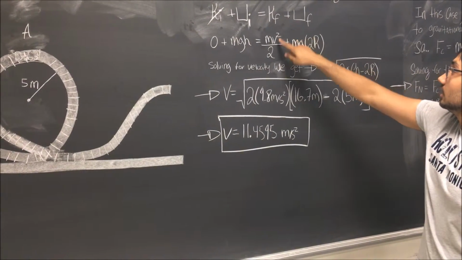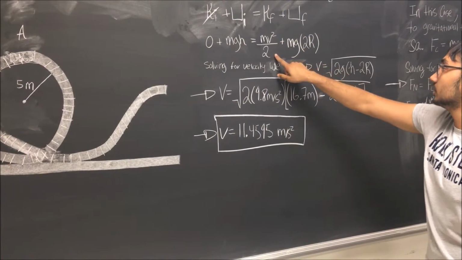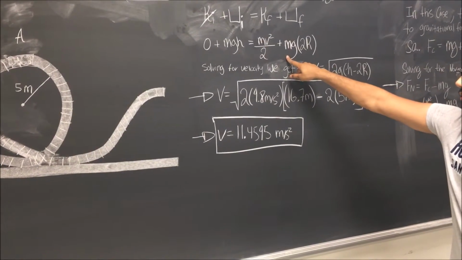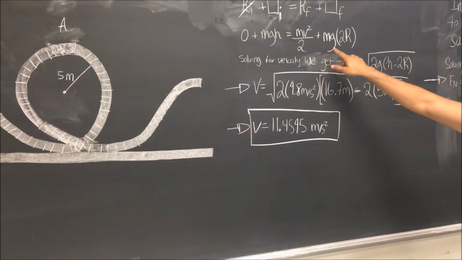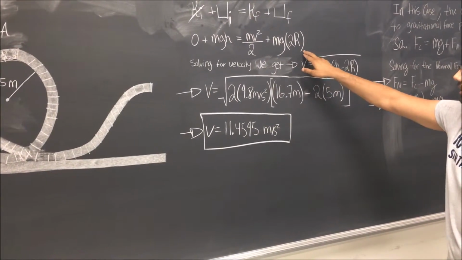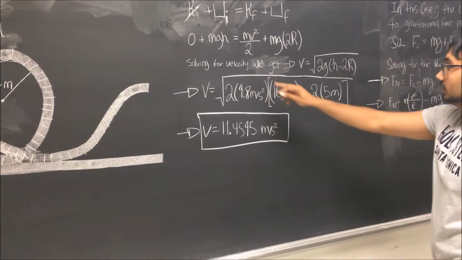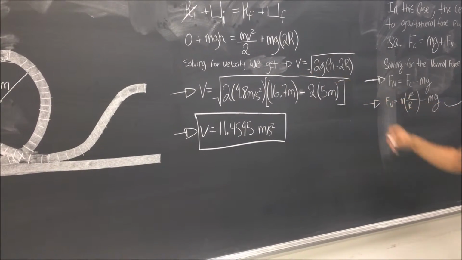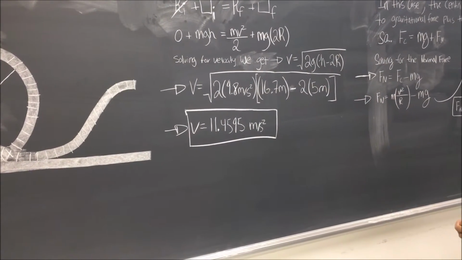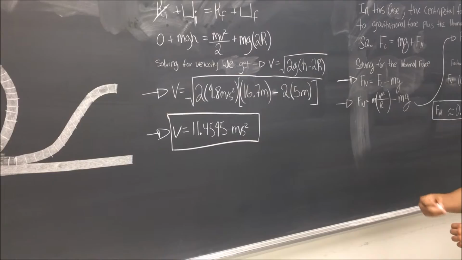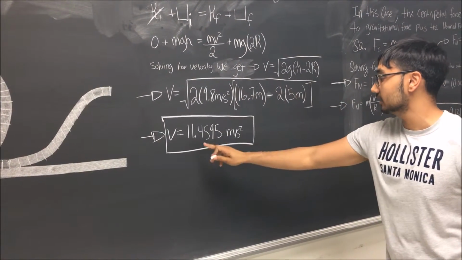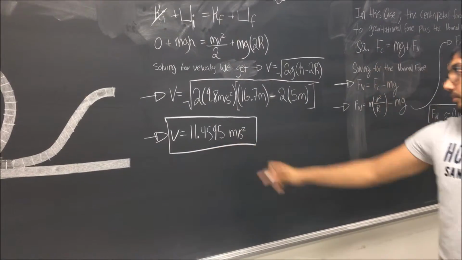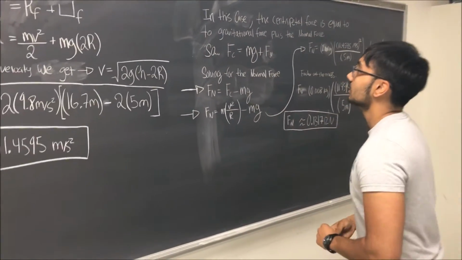Kinetic final, which is mv squared over 2, plus we have to account for the point A over here, plus mass times gravity times 2 times the radius. Solving for velocity, we get v equals the square root of 2 times gravity times the height minus 2 times the radius. When we solve, we get a velocity of 11.45 meters per second. Moving on to part 2.